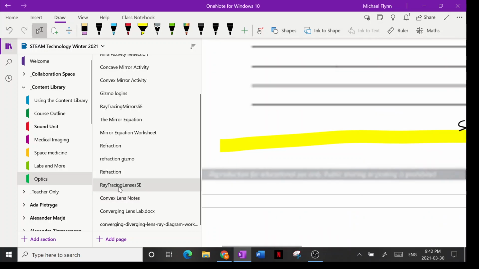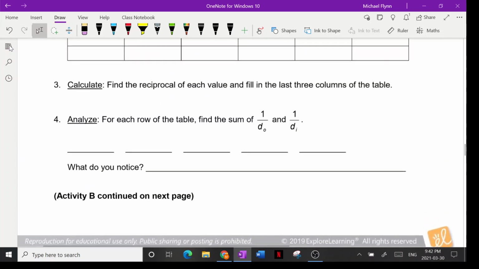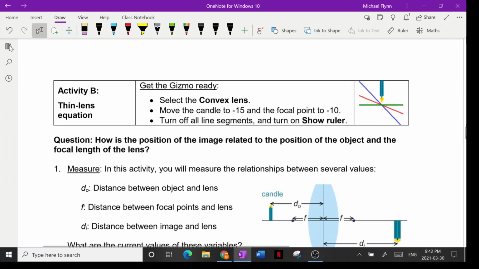Our last test next week will be on lenses and refraction. So we'll do a lesson on Friday, and then we'll have a little quiz next week. You'll have about a week to get ready for it.